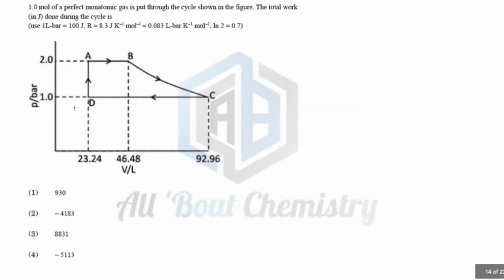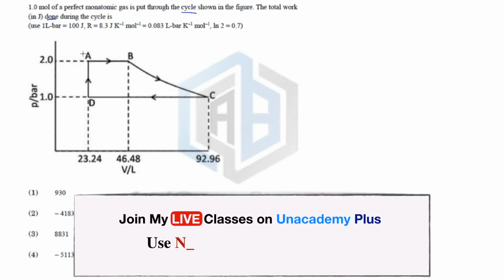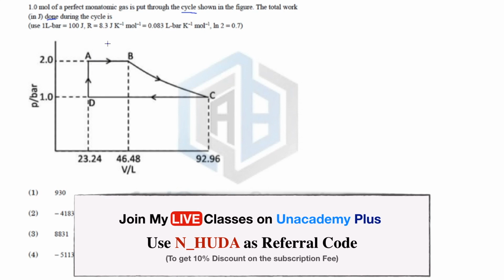The next question says that 1 mole of a perfect monoatomic gas is put through a cycle shown in the figure. The total work done during the cycle is, okay, so this is the cyclic process which is given to you, and they're asking what is the total work done. So we have to analyze the whole cycle, the processes, and then tell what will be the work done. So let's try to do this.